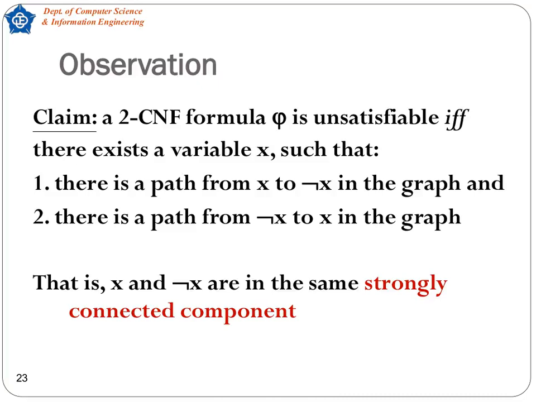Now, building on our previous observation, we can use a simple graph-based test for unsatisfiability in 2 CNF formulas. We construct the implication graph and then hunt for any variable x for which there's a directed path from x to not x, and another path from not x back to x. If both paths exist, x and its negation lie in the same strongly connected component, so no truth assignment can make x and not x true at the same time, and the formula is unsatisfiable.